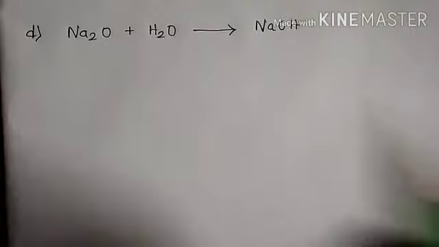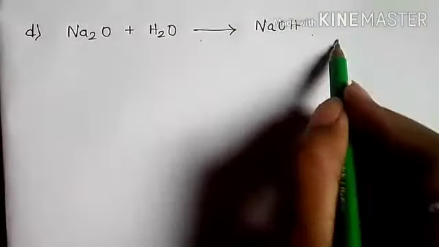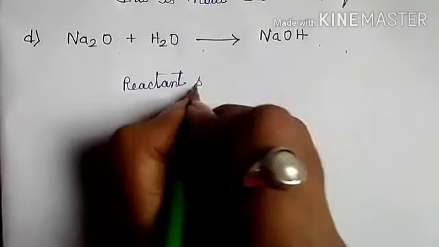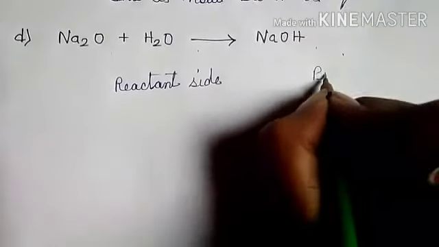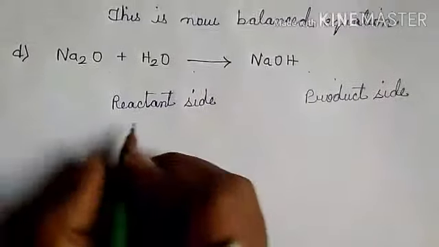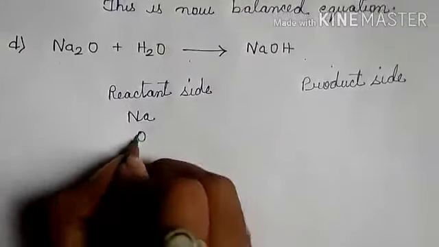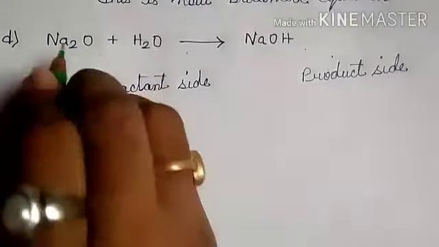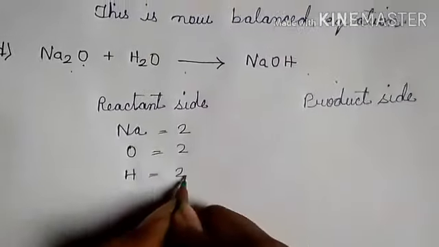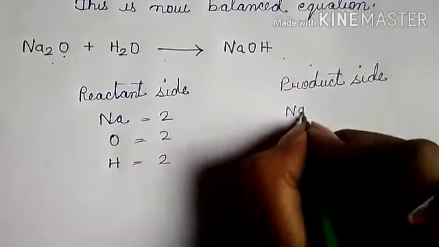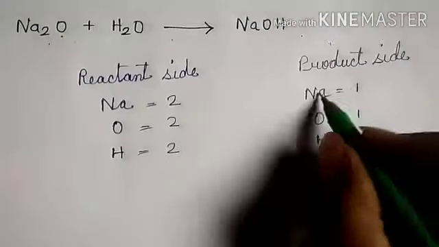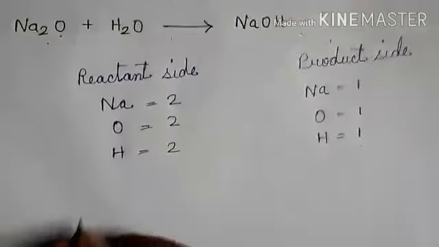We'll see the next question: Na plus H2O gives NaOH. First we see the number of each atom on the reactant side and the product side. On the reactant side, how many atoms of sodium are there? Sodium contains 2 atoms, oxygen 1, and hydrogen also 2 atoms. Now on the product side we see NaOH: Na 1, oxygen also 1 and hydrogen 1. In this equation nothing is balanced.